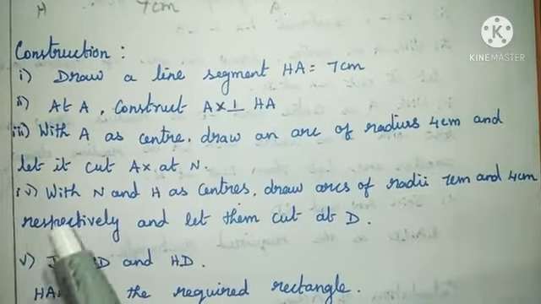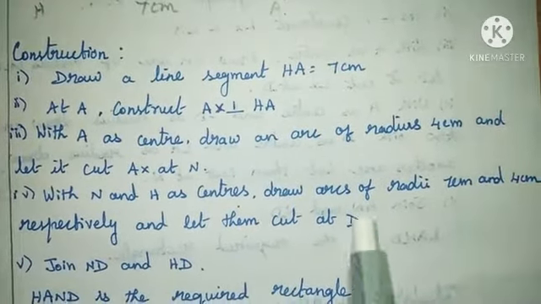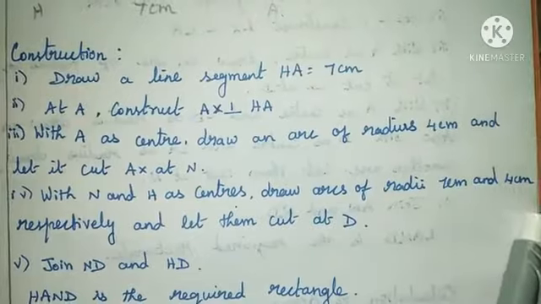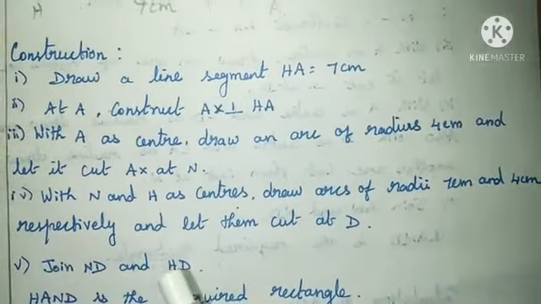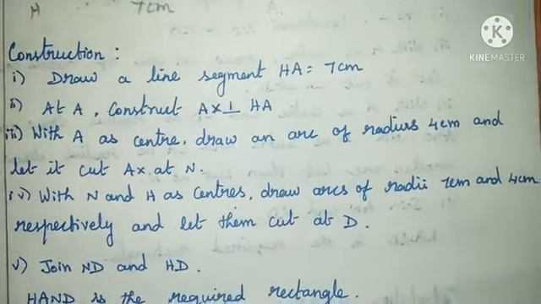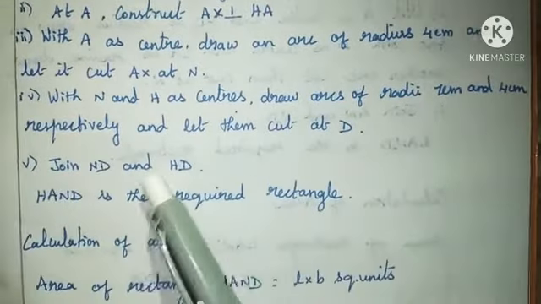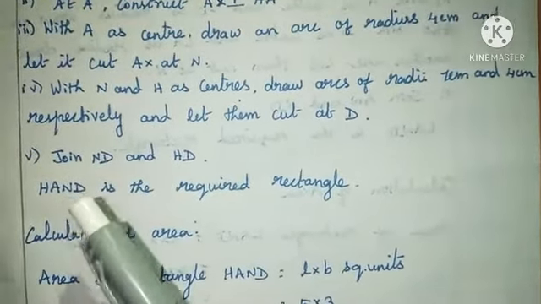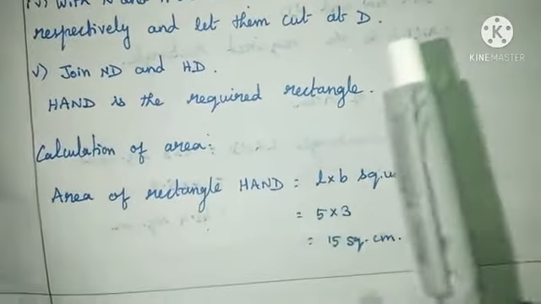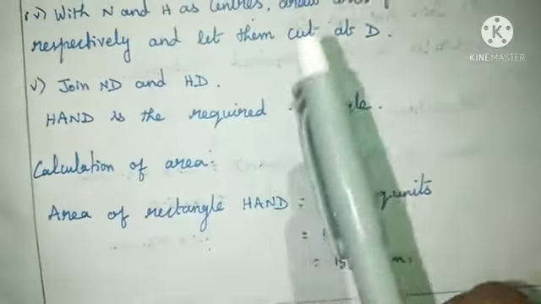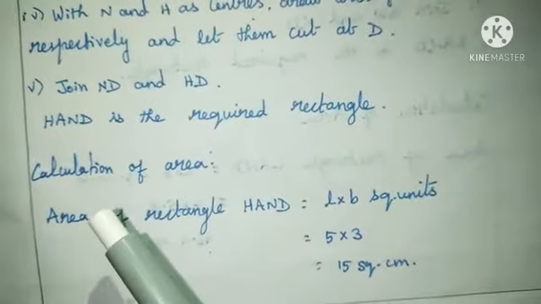Then fourth point, with N and H as centers, draw arcs of radius 7 centimeter and 4 centimeter respectively and let them cut at D. Next point, join ND and HD. Then HAND is the required rectangle. After writing the construction, you have to find out the area.